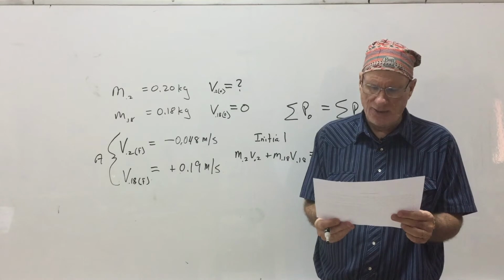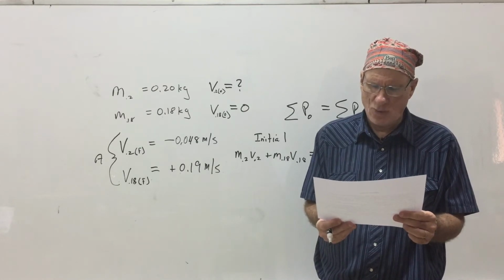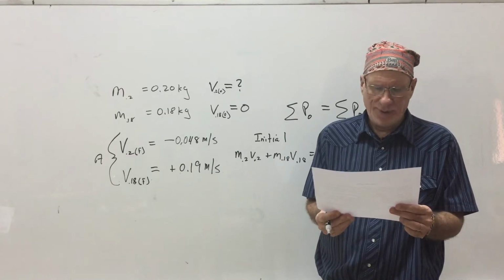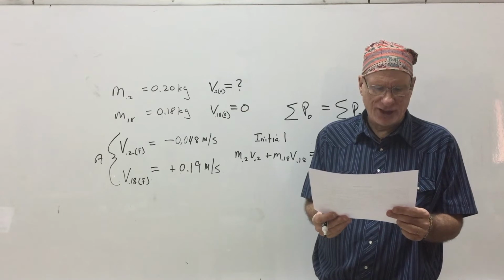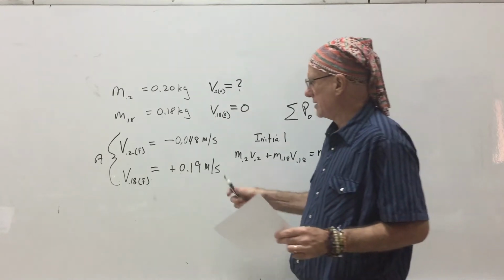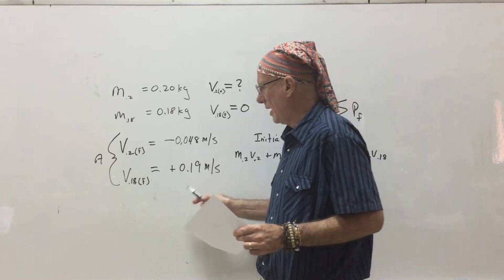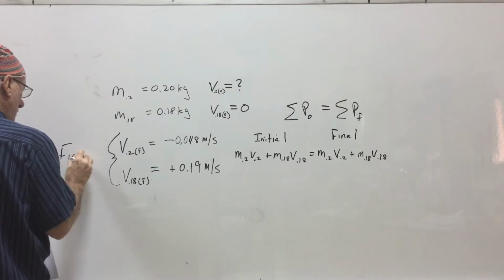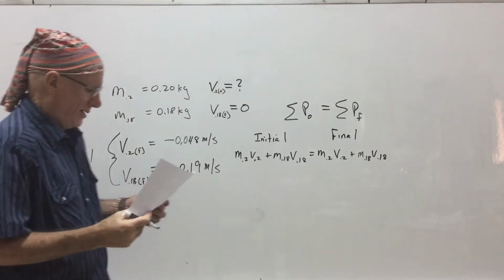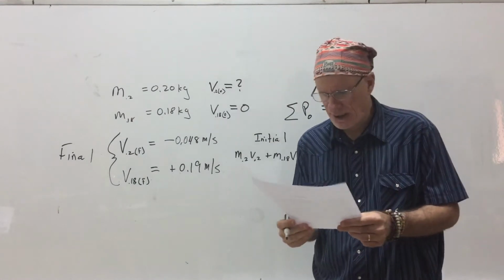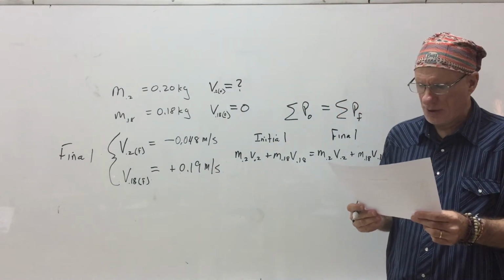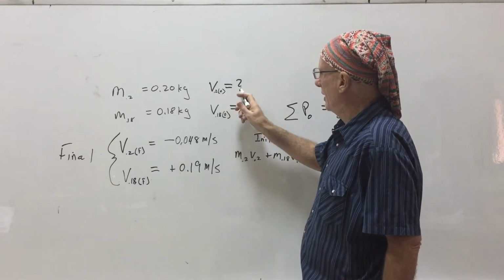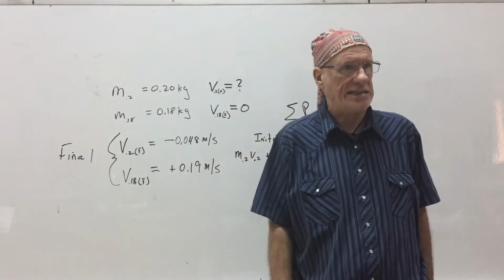And the final velocity of the 0.18 kilogram object is 0.19 meters per second in the same direction as the object which strikes it. So this one is 0.19. This is after, just to be consistent with here, we'll say final. Okay? And what was the initial velocity of the 0.2 kilogram object? So I want to know the initial of this. The initial velocity of the 0.18 is 0, correct?